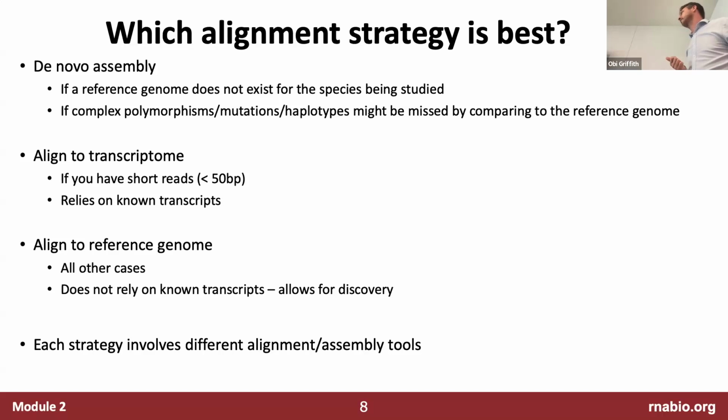But in most other cases, by far, I would say now the most common approach is to align to the reference genome in a splice-aware manner that allows you to both use information about known transcripts, but also allows for discovery of novel isoforms. But there are pros and cons to these.